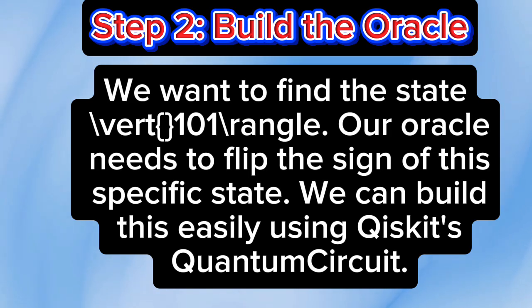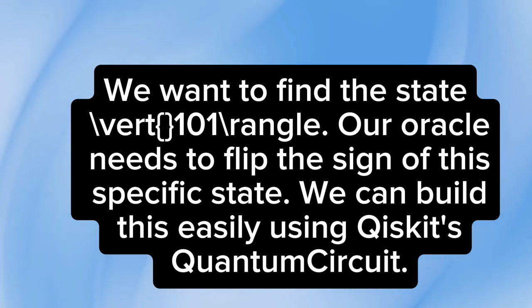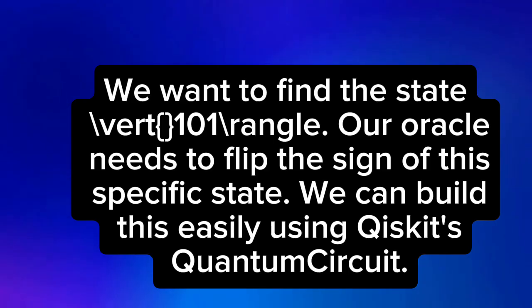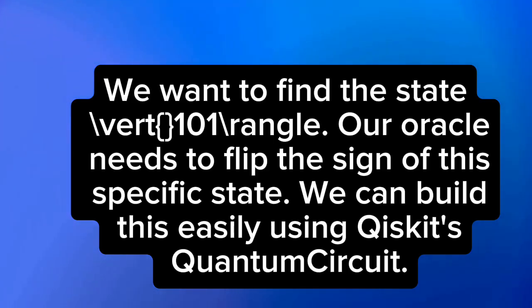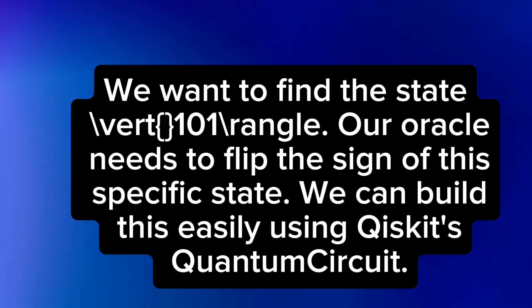We want to find the state |101⟩. Our oracle needs to flip the sign of this specific state. We can build this easily using Qiskit's QuantumCircuit.